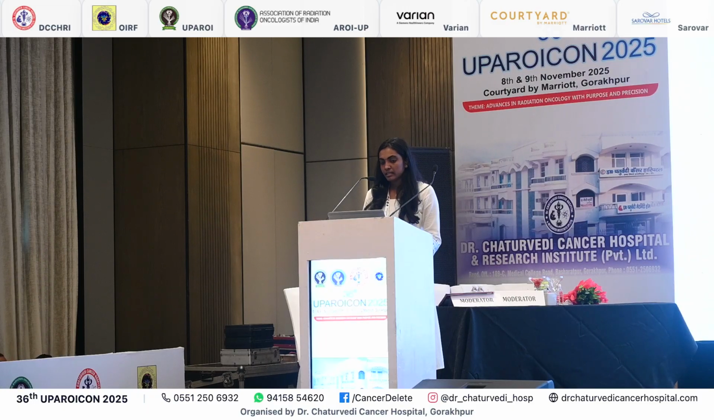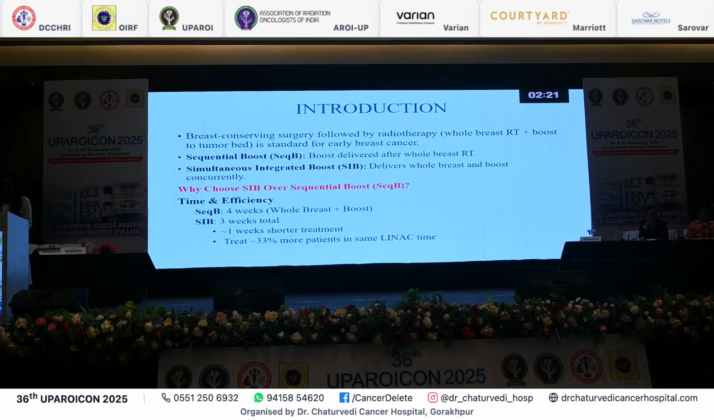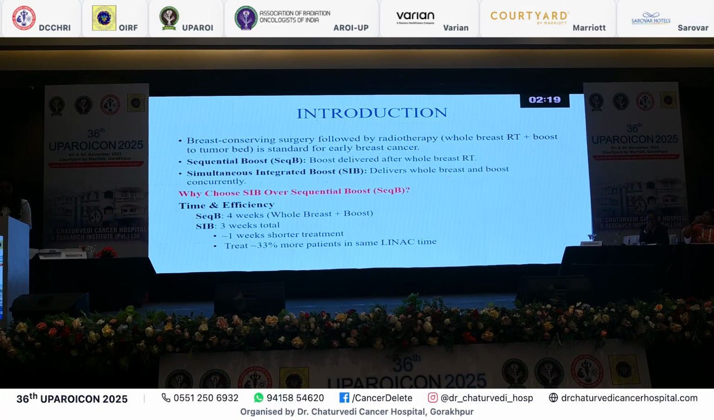So breast conserving surgery followed by radiotherapy is a standard for early breast cancer cases. We can treat this in two ways. One is the sequential boost, where we give the therapy first and then the boost radiotherapy afterwards. Whereas in SIB, we deliver both concurrently.